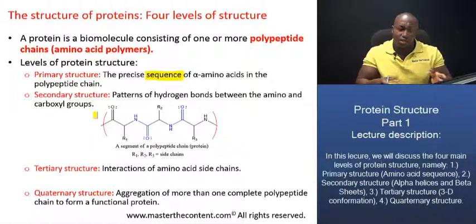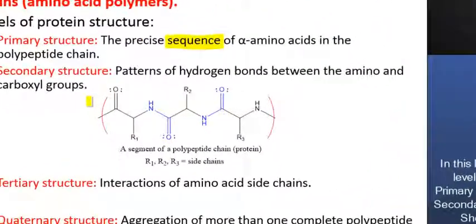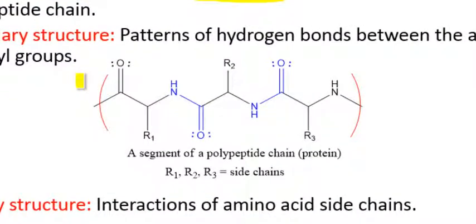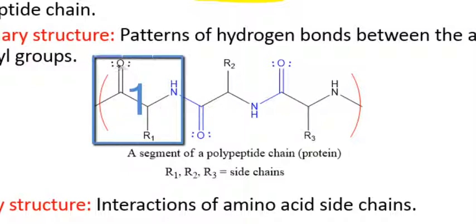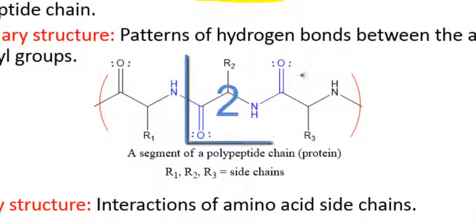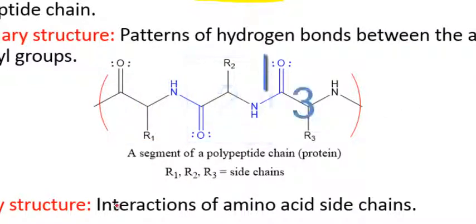So I'll direct your attention to the middle of the screen right there. We have pretty much a segment of a polypeptide chain, a protein. The exact sequence of amino acids in this chain is what we call the primary level of structure.